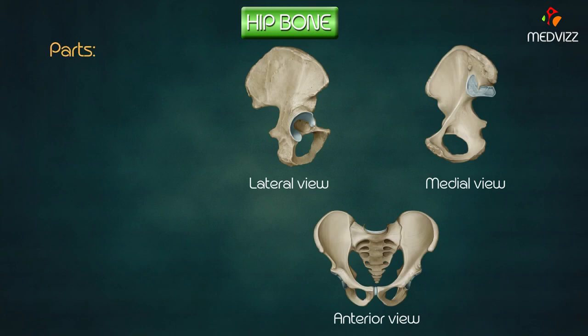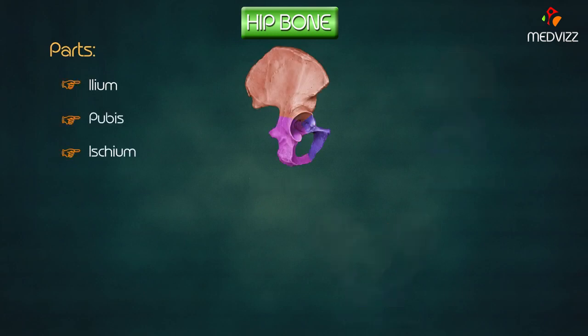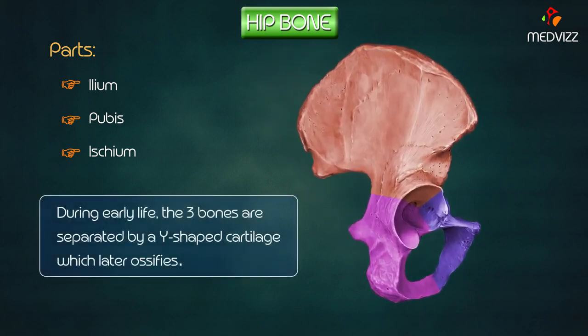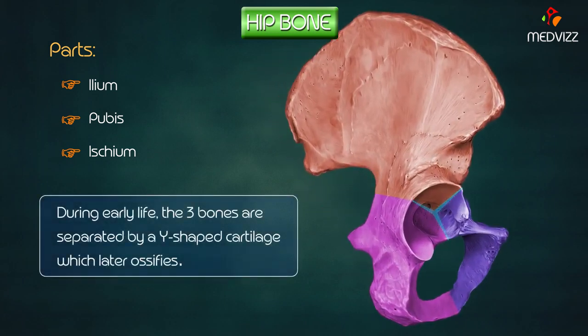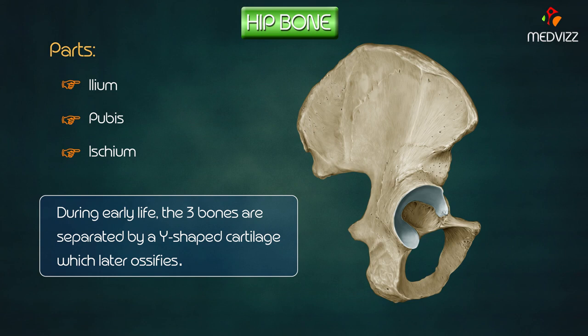It has three separate parts: ilium, pubis, ischium. During early life, the three bones are separated by a Y-shaped cartilage, which later ossifies, the place of union being in the walls of the acetabular cavity.